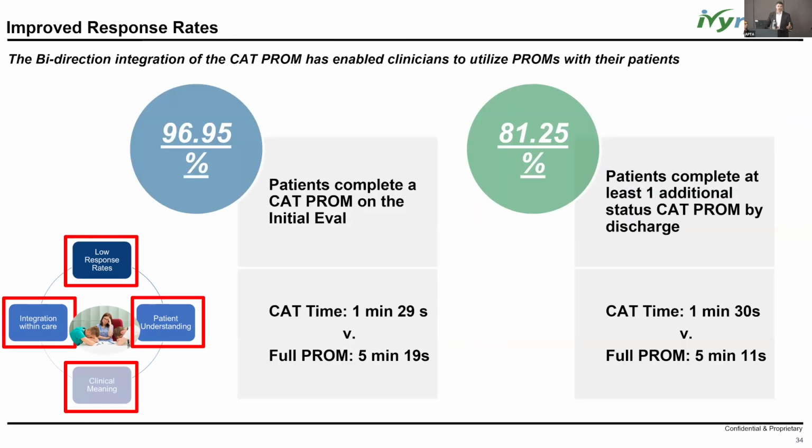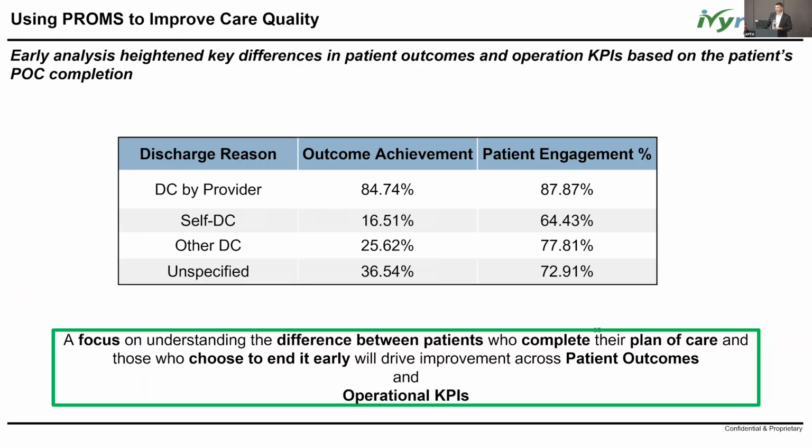Now, like I said, 600 clinics. When we look at our completion rate, about 96% of our patients receive an initial questionnaire on their initial eval, and about 81% receive at least one secondary questionnaire by the time they complete their plan of care. Because we've made it very simple and easy, for example, with computer adaptive testing, it takes about 1.5 minutes for somebody to complete an initial questionnaire, and 1.5 minutes again for that secondary one, versus the full PROM, which is about 5 minutes. We cut about 4 minutes off the completion time just by using computer adaptive testing and integrating it within their EMR.